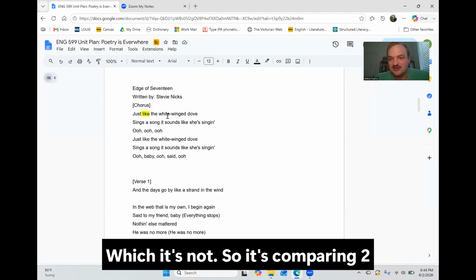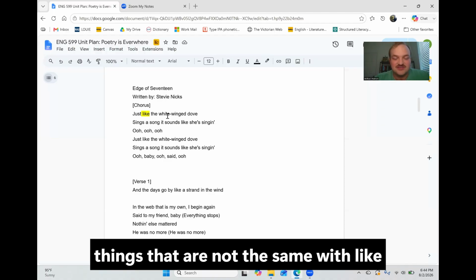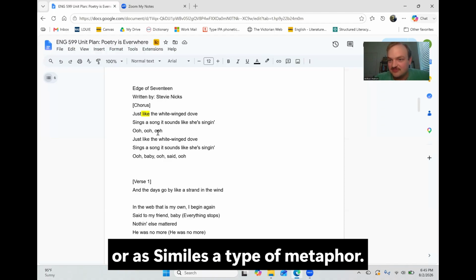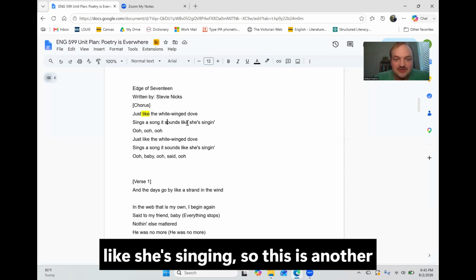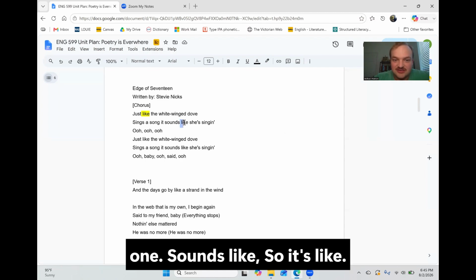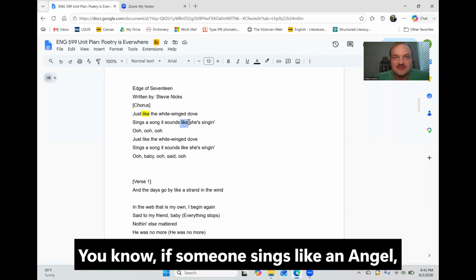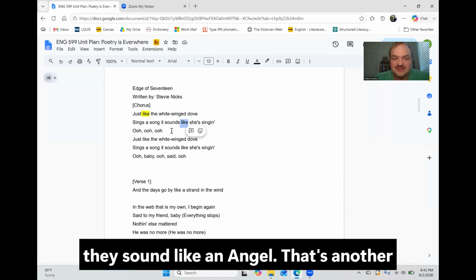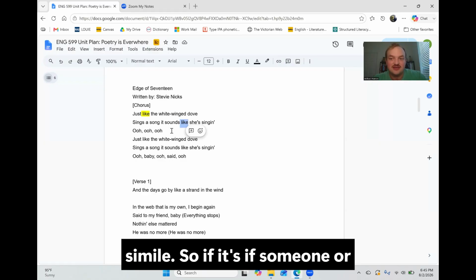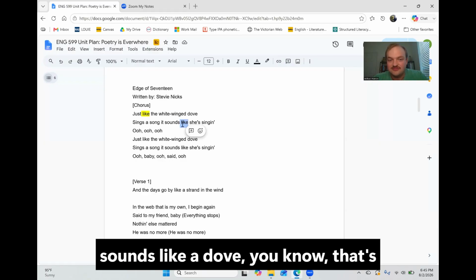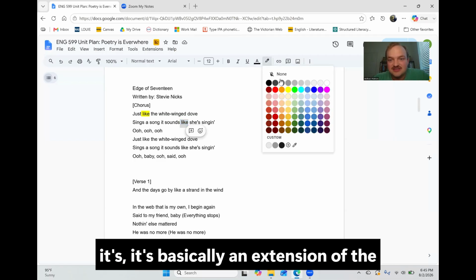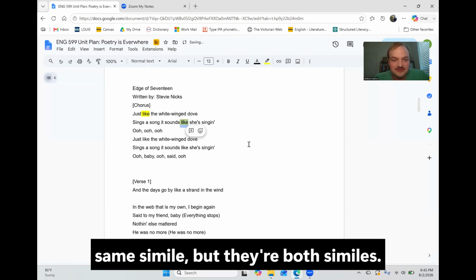So it's comparing two things that are not the same with like or as. Simile is a type of metaphor. "Sings a song, sounds like she's singing." So this is another one, sounds like. It's like, if someone sings like an angel, they sound like an angel. That's another simile. So if someone or something sings a song and it sounds like a dove, that's basically an extension of the same simile, but they're both similes.